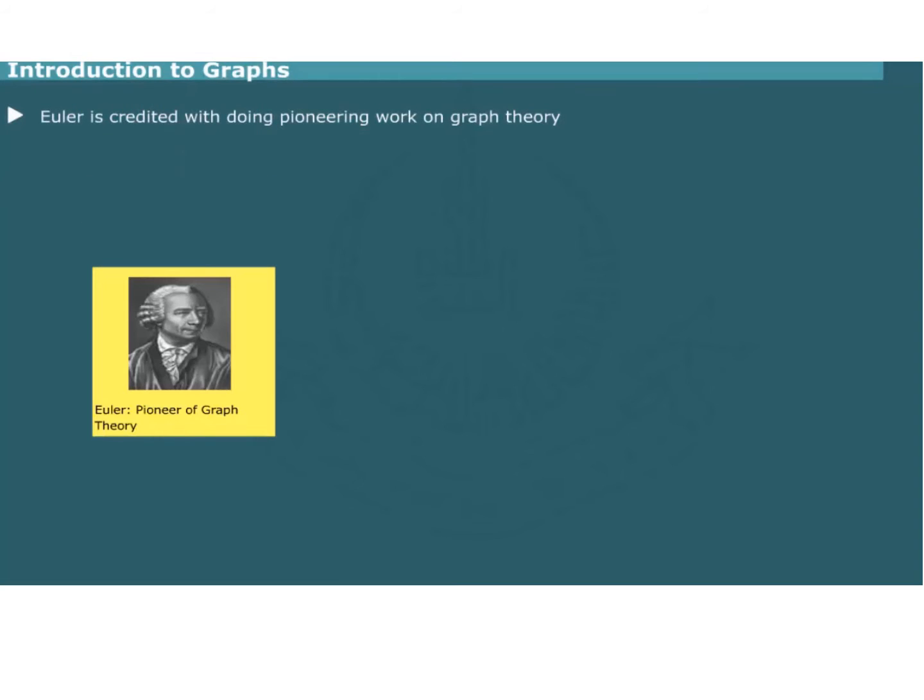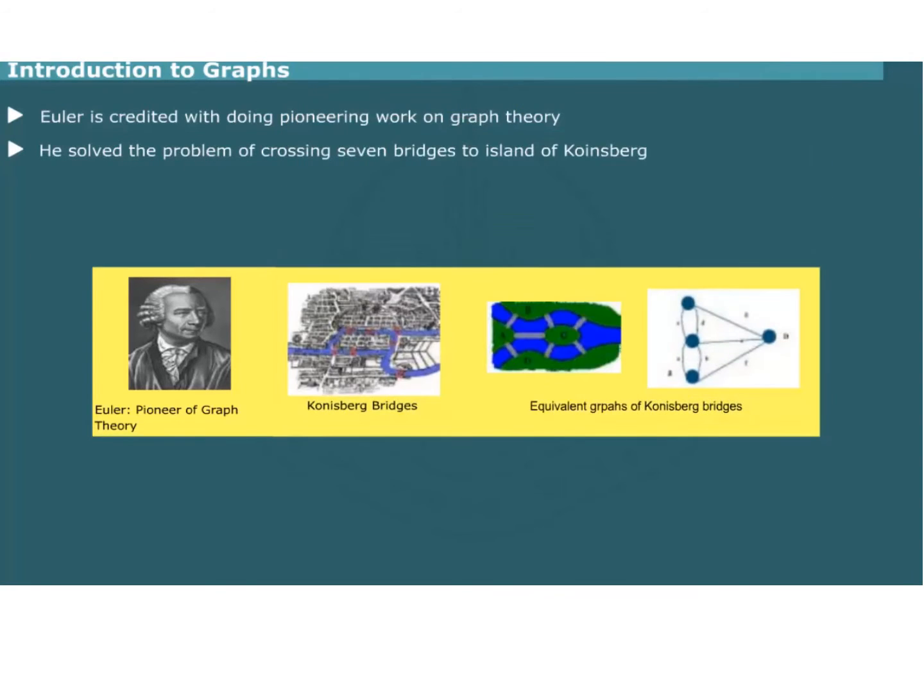Introduction to graphs. Graph is a data structure that has been a subject of intensive study over the past several hundred years. Famous mathematician Euler is credited with doing pioneering work on graph theory. Using a graph representation, he was able to solve the celebrated problem of crossing 7 bridges to the island of Königsberg without using any one of the paths more than once. However, many of the important and useful graph algorithms have been discovered over the past 4 decades, almost in parallel with the advent of computers.